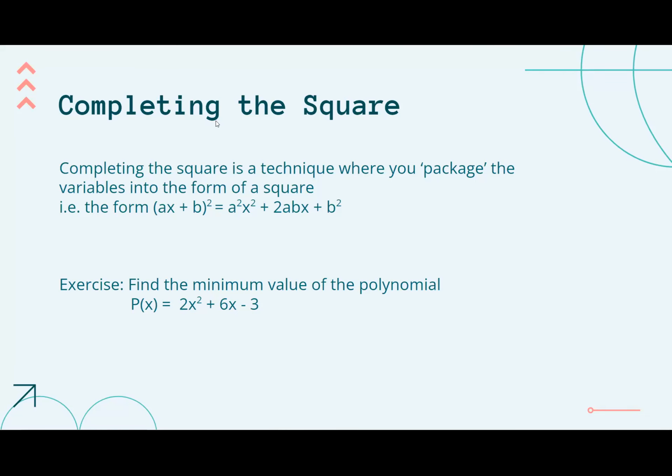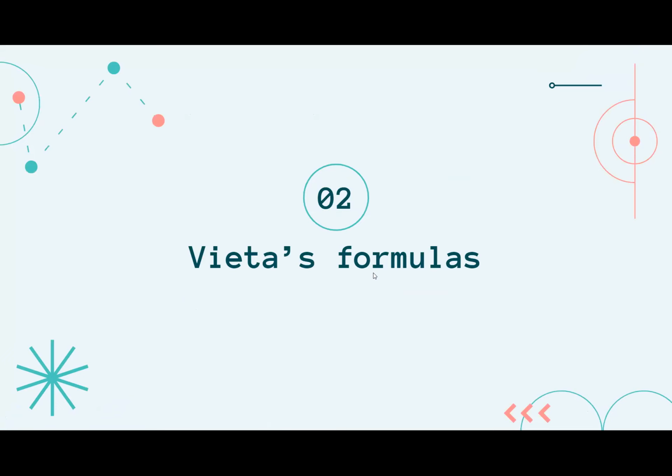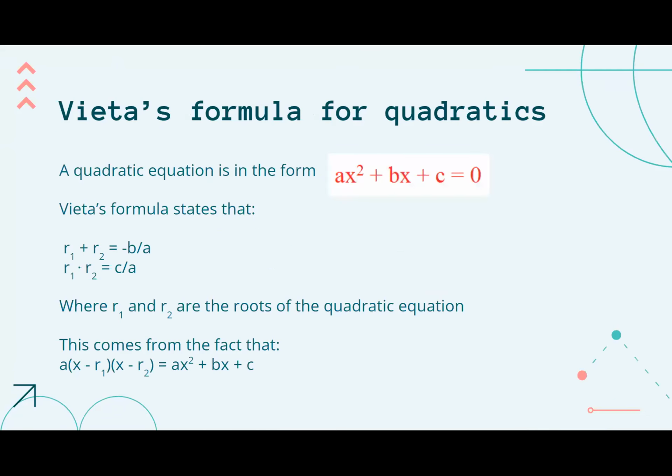Okay, we're going to move on to Vieta's formulas now. Now some actual new stuff. Okay, Vieta's formula for quadratics. So if a quadratic is in the form ax squared plus bx plus c, what Vieta's formula tells us is that the sum of the two roots of the quadratic equals minus b over a, and the product of the two roots equals c over a.